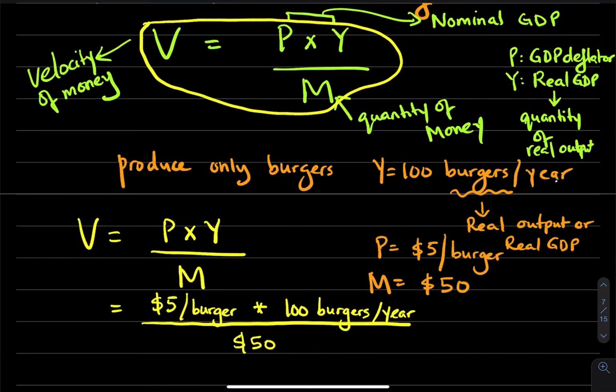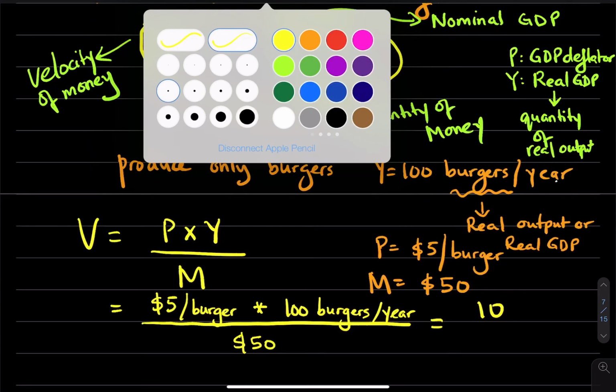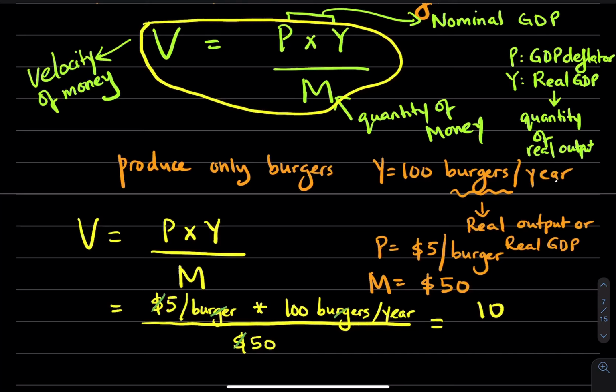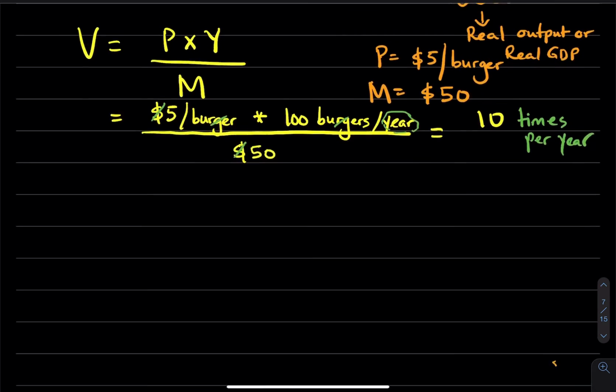If you do the math, and I don't want you to just focus on the math, but also on the units here, you would get 5 times 100, 500 divided by 50, which is 10. Notice that you're canceling out the dollar signs with the dollar signs, burger with burger. And what you're getting is a number which says the velocity of money is 10, which is to say that each dollar bill must have changed hands 10 times per year, because we still have that per year in our numerator.